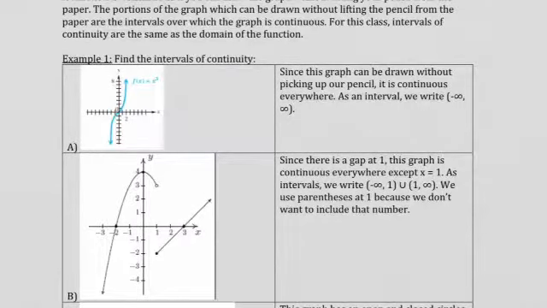Basically you need to understand that when I graph my function f of x equals x cubed, I realize that without picking up my pencil, I'm able to graph my function. And so the interval is going to be minus infinity to plus infinity. If I had to graph the function on the Cartesian coordinate system with a different scale, I would probably have something like this.